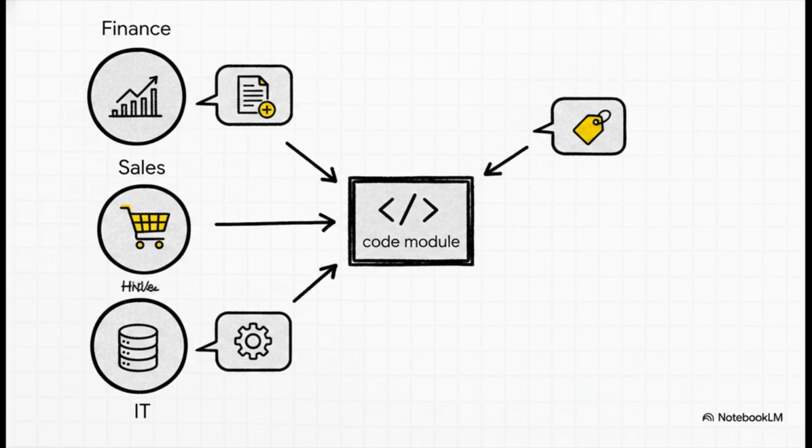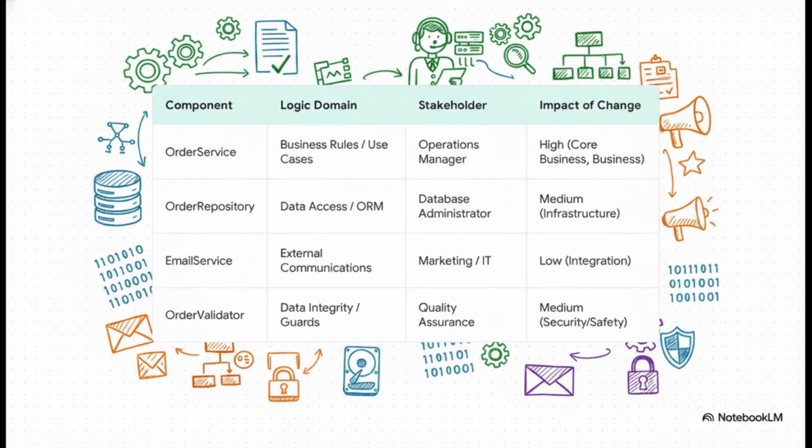Someone from finance asks for a change in how reports are calculated. Someone from marketing wants to tweak the welcome email. Those are 2 different people, 2 different departments, 2 different reasons to change. This table makes it all click into place.